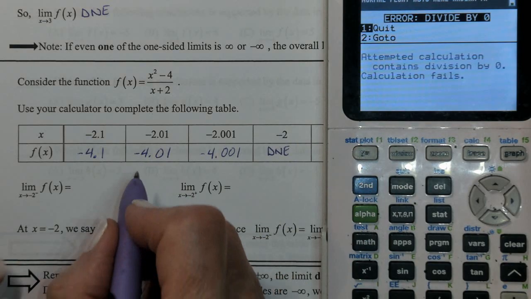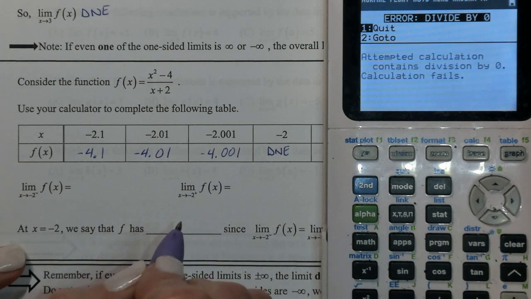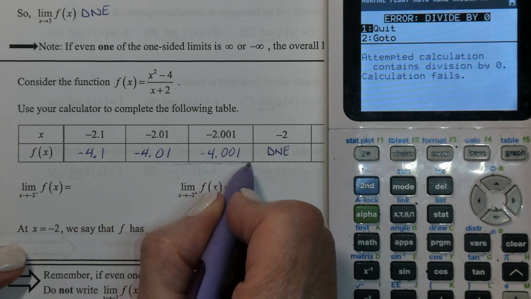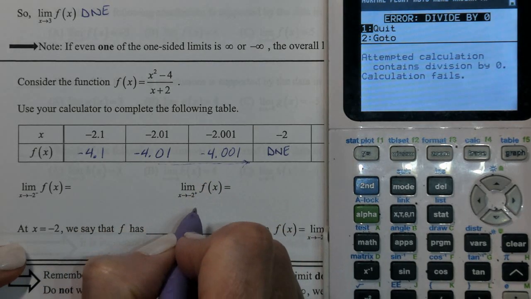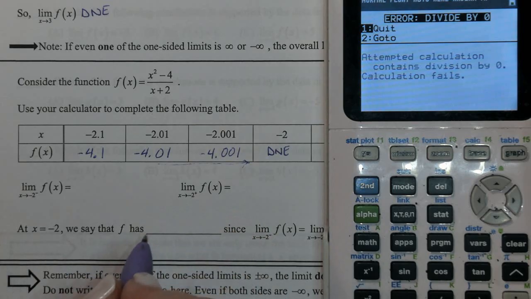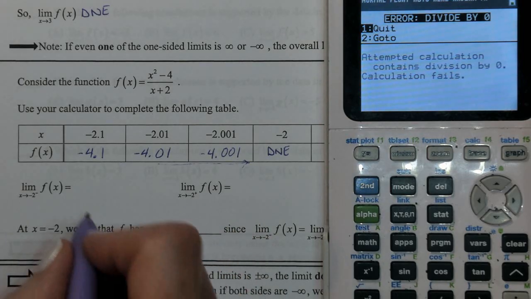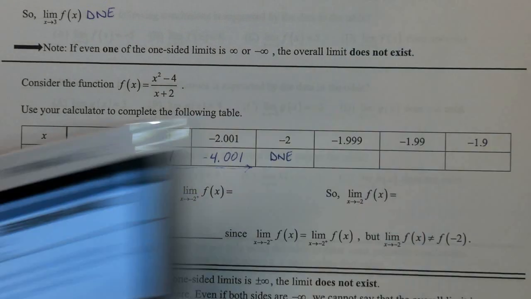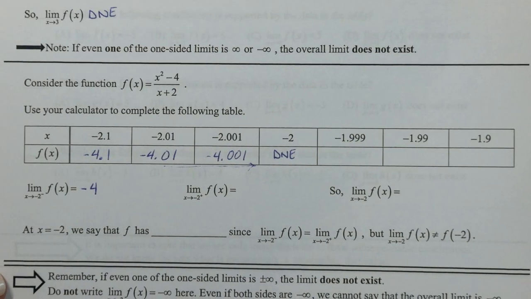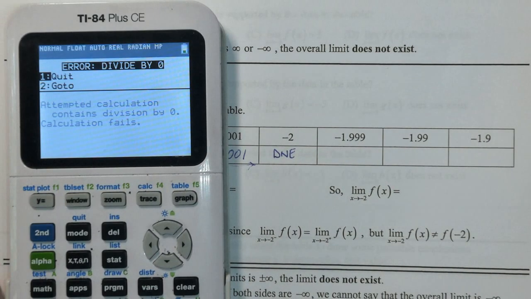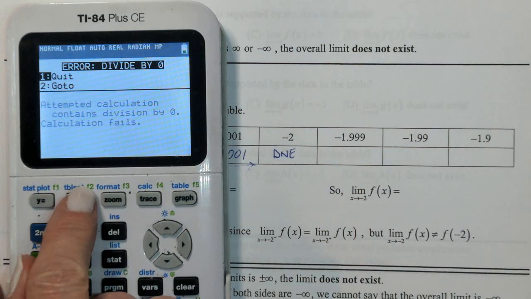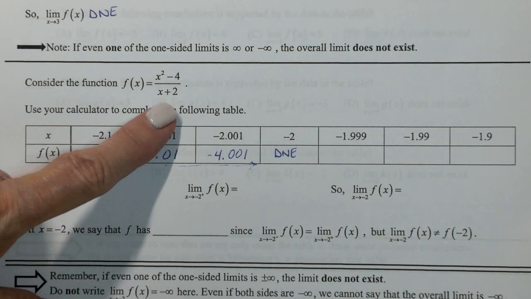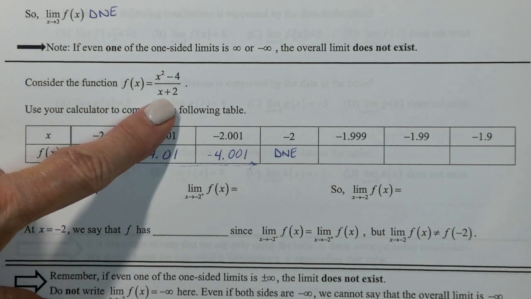But what did this approach? What were we getting closer and closer and closer to? It was getting closer and closer and closer to -4. That limit is -4. Okay? Let's go on the other side. Let me get a different color here. So this told me, you guys, is there a vertical asymptote at x equals 2?